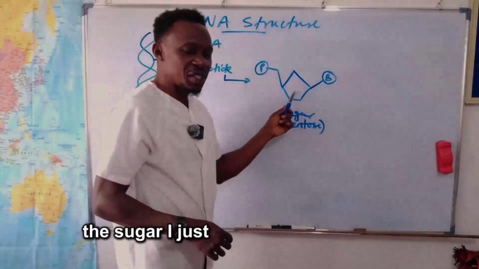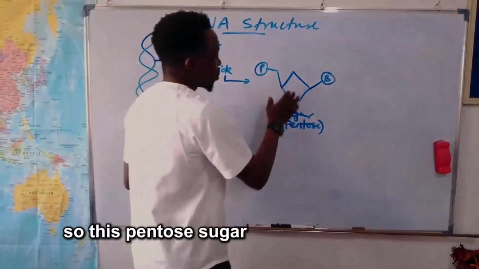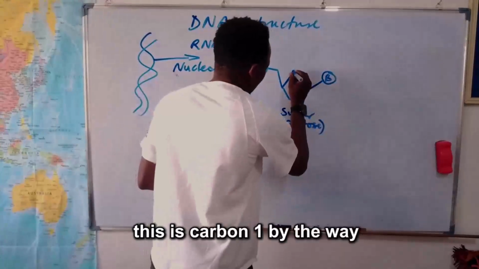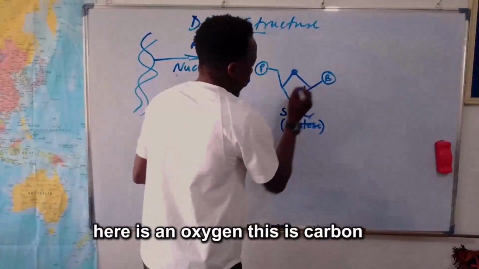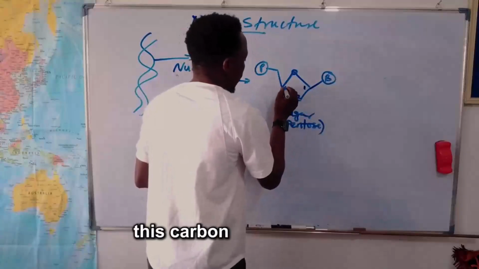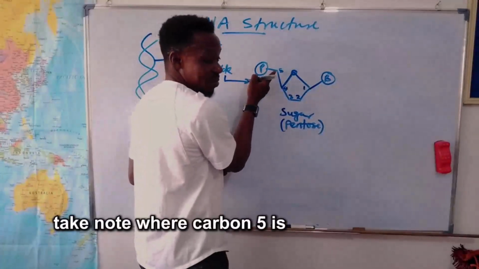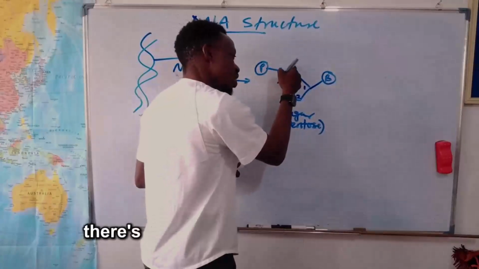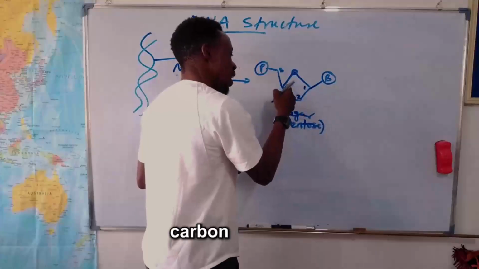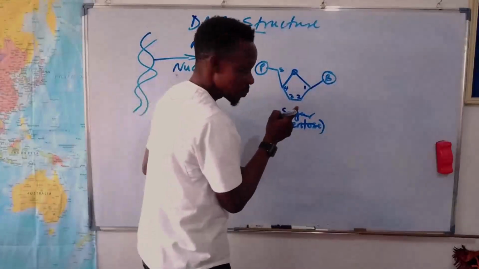The sugar, I just said, is a pentose sugar. So this pentose sugar has 5 carbon atoms. This is carbon 1. By the way, here is an oxygen. This is carbon 1, this is carbon 2, this is carbon 3, this is carbon 4, this is carbon 5. Take note where carbon 5 is, so you don't start naming here. There's no carbon here. And then this is the phosphate group.